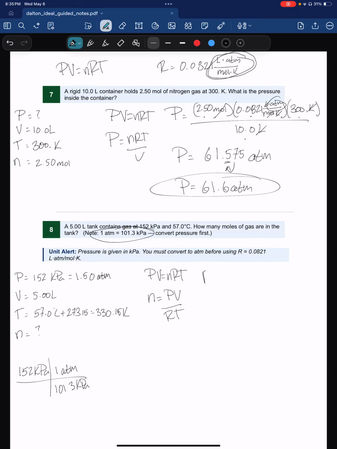Let me go ahead and fill everything in. N is equal to the pressure of 1.50 atmospheres times the volume, 5.00 liters, over our constant, 0.0821 liter atmospheres per mole Kelvin, times our temperature, which is 330.15 Kelvin.